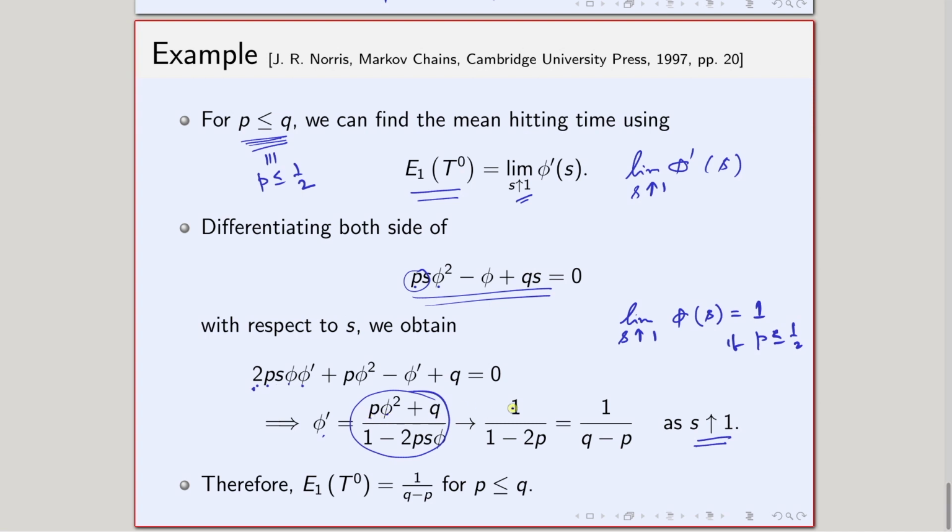I replace, then P plus Q is 1. Then this phi is 1 and s is also 1. So in the limit it turns out to be 1 by 1 minus 2p, which can be written in this particular form also, that basically is nothing but 1 minus p written in terms of q. Okay, so you get this particular expression. So that means we get that this expectation of T naught, when I am starting from 1, is the same as 1 by q minus p for p less than or equal to q.